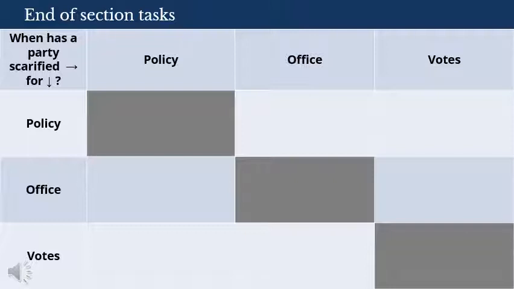Take a break now. And before you carry on with the next part of the lecture, see if you can think of examples of when a party or parties have sacrificed one goal for another.